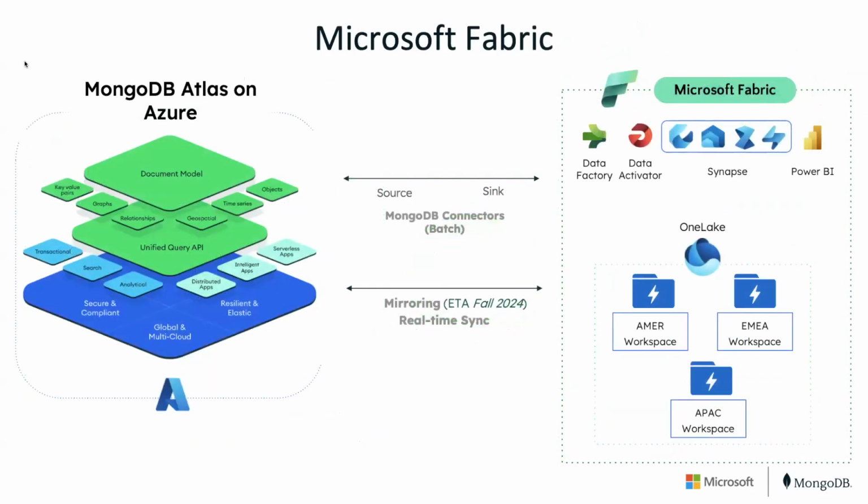So this slide shows how MongoDB Atlas on Azure integrates with Microsoft Fabric. There are two main connection points that we're focused on here. The first one, which came out last year, is a source and sync setup that uses pipelines to batch data transfers between Atlas and Fabric.